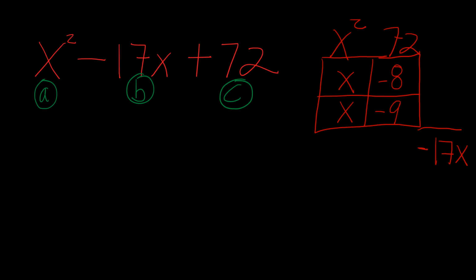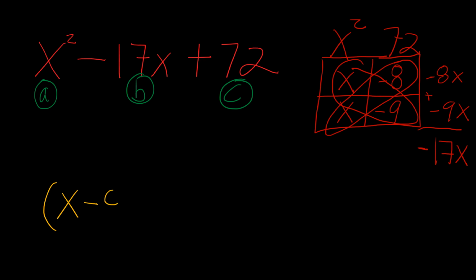And then when I multiply across, x times negative 8, I get negative 8x. x times negative 9, I get negative 9x. And when I add the two, I get negative 17x. So the factored form is going to be x minus 8 and x minus 9. And that's what I put over here: x minus 8, x minus 9.